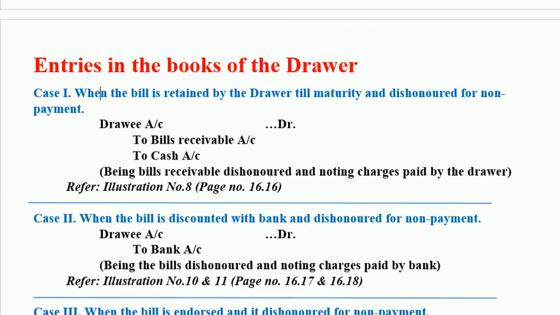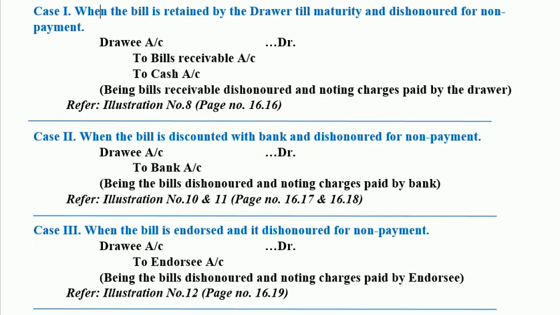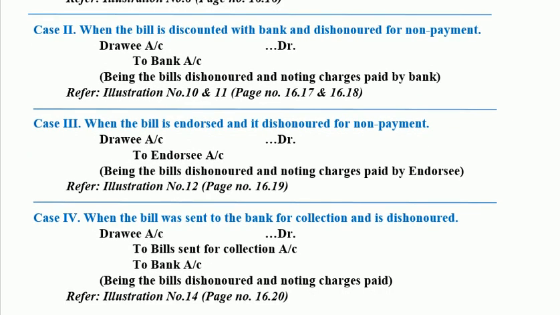And in all the other three cases, the noting charges were already included in the amount of the bill, both on the debit and credit side. That will not be a part of your amount. Only the bill amount will be recorded.